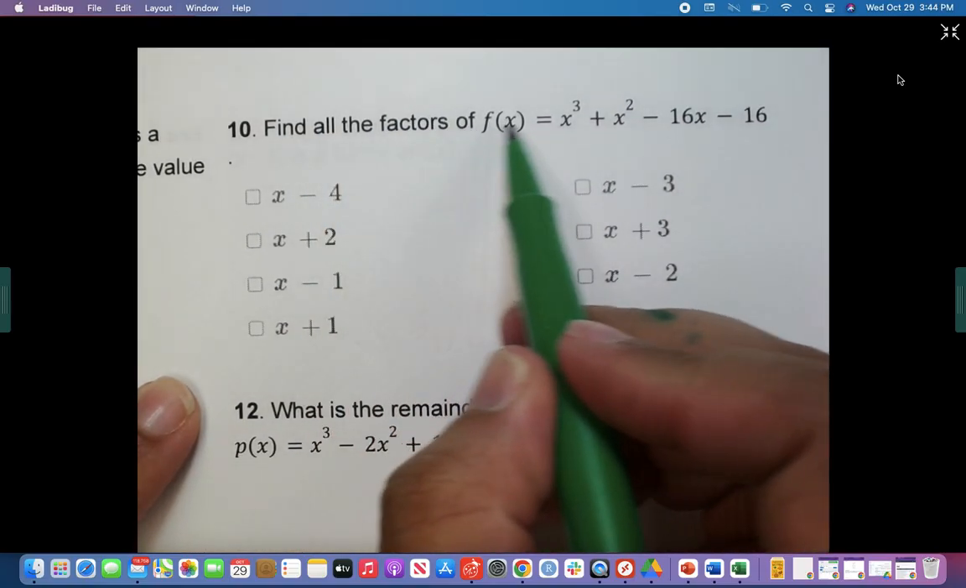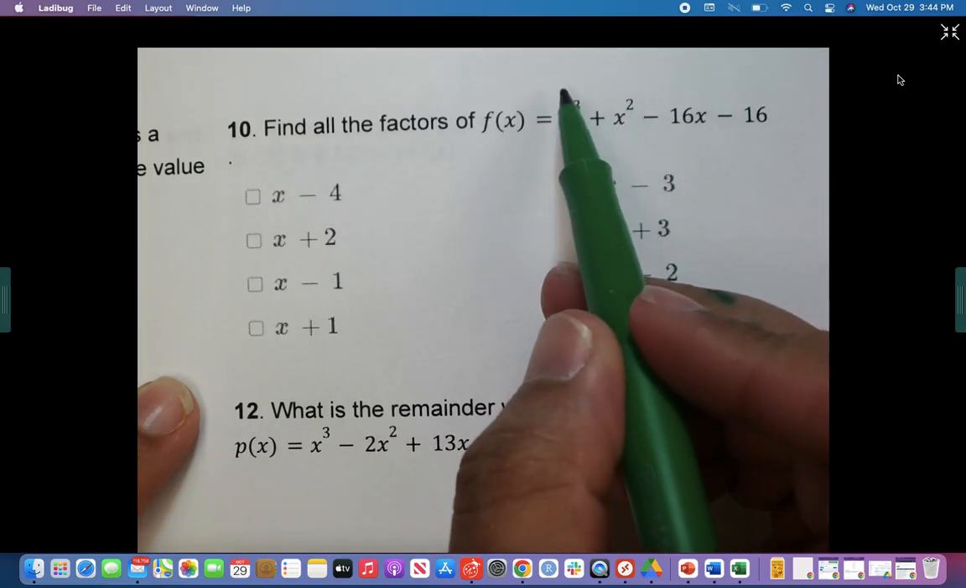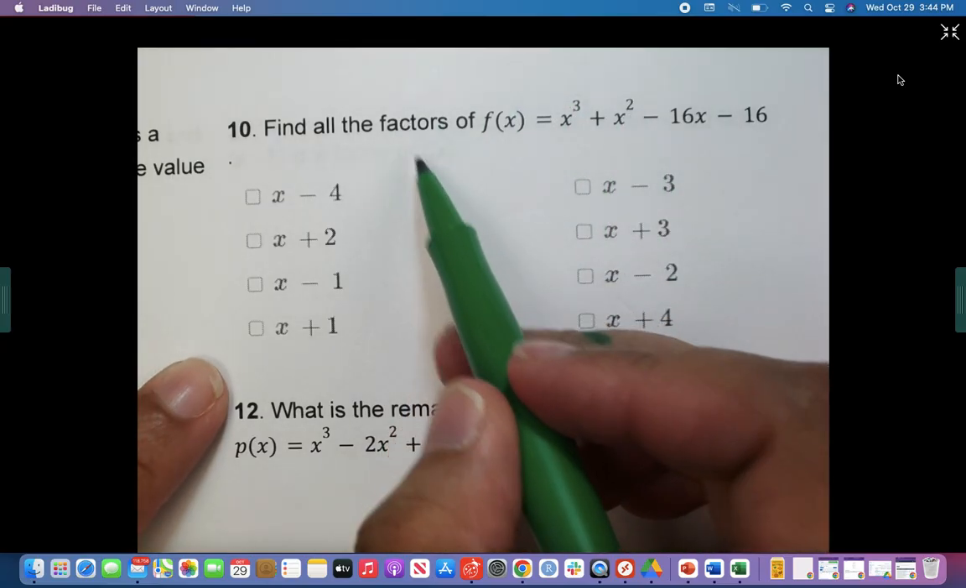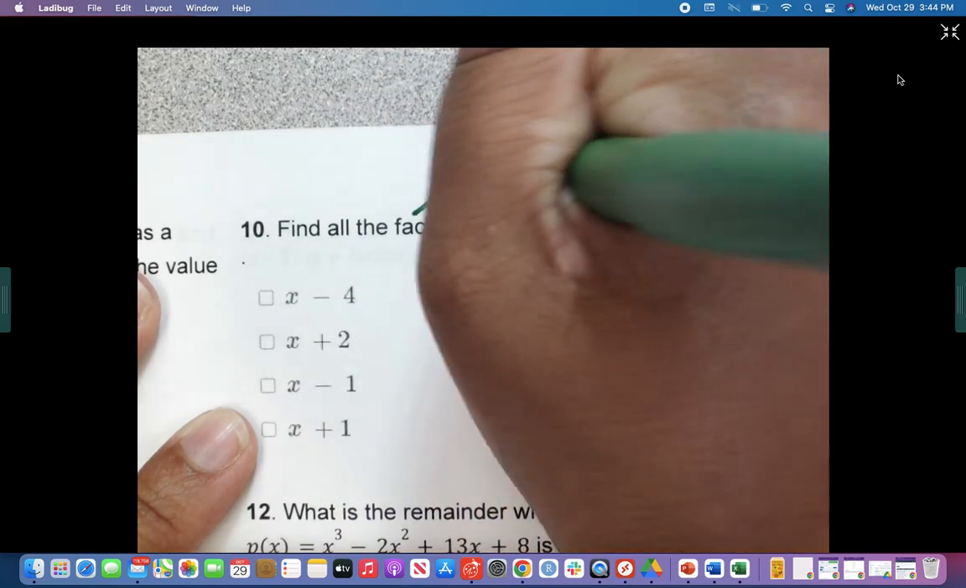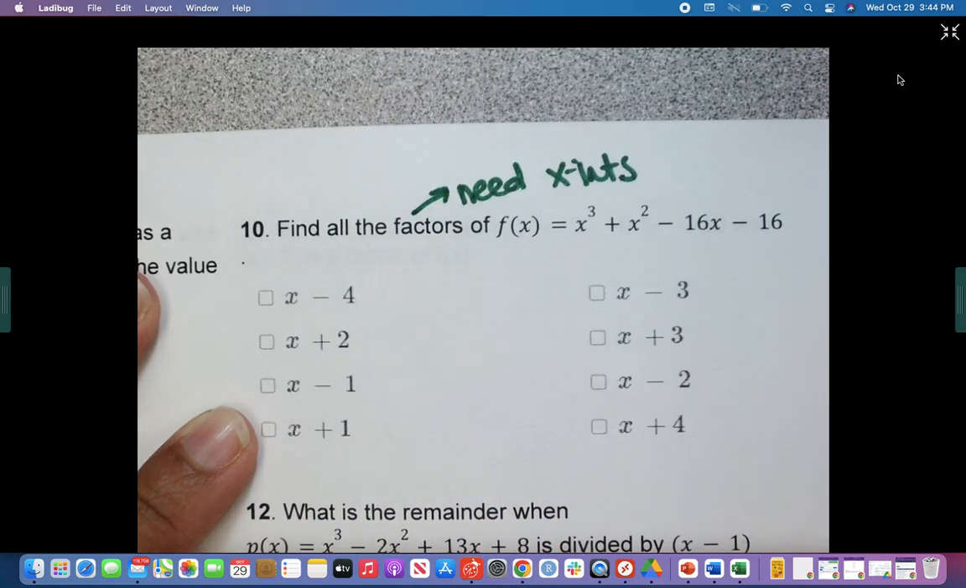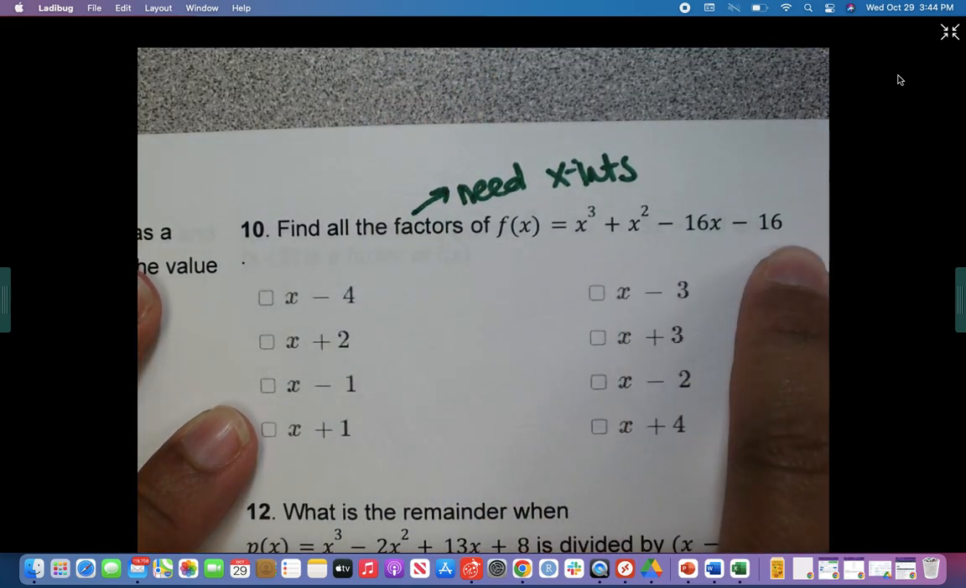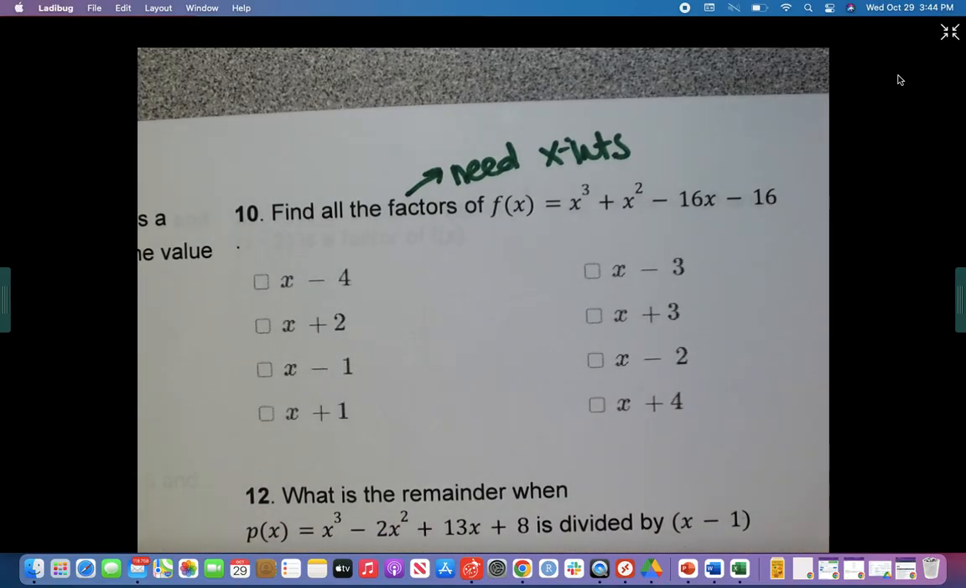Number 10. Find all the factors of f of x. So remember, in order to write your factors, you need your x-intercepts. So we are going to graph this and see what our x-intercepts are. All right, so I'm going to graph this right quick. So I'm going to pull up Desmos.